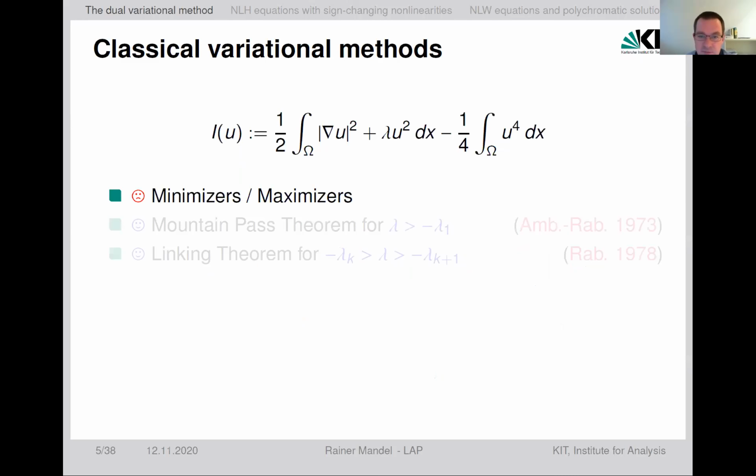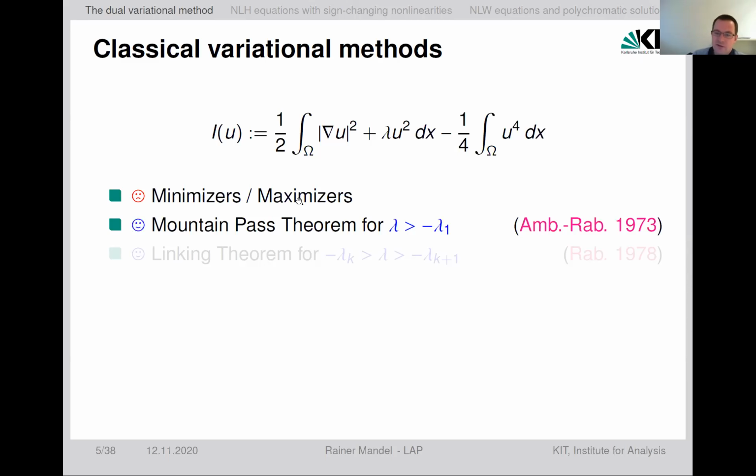So that's variational methods. How can they be used in such an example? If you have a look at it, then you could be tempted to find minimizers or maximizers. This is not a good idea, because the functional is unbounded from above and from below. So none of them exists, and the only local minimizer which is easy to find is the trivial solution. So there is not much hope to find any minimizer or maximizer.